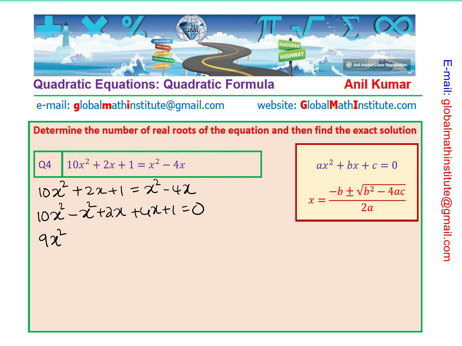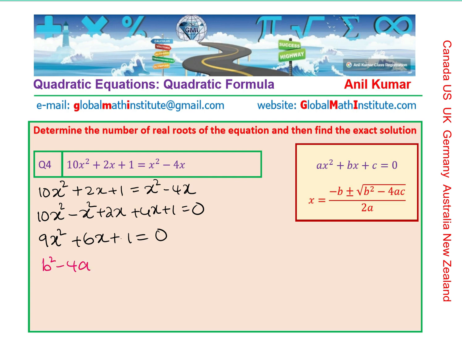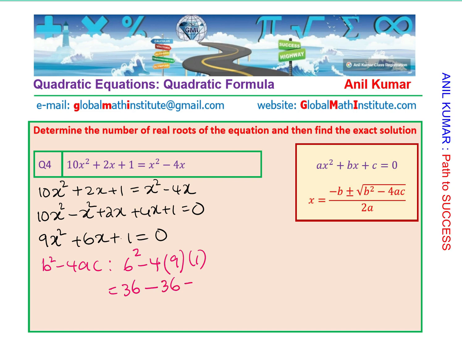9x squared plus 6x plus 1 equals 0. Now we have this quadratic equation, which is in the form ax squared plus bx plus c. Now you can see what b squared minus 4ac is for us. So b is 6. We have to do 6 squared minus 4 times a, which is 9, and c is 1, which is 36 minus 36, which is 0.